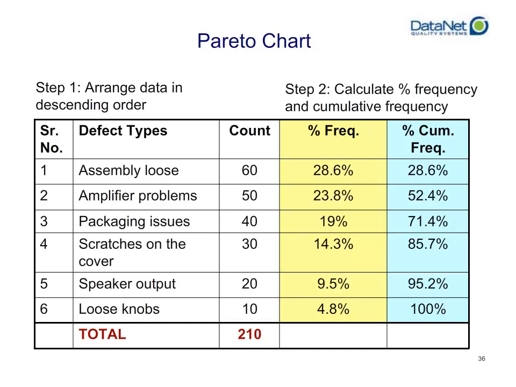In this case, the addition of 60 for assembly loose, 50 for amplifier problems, 40 for packaging issues, 30 for scratches on the cover, 20 for the speaker output, and 10 for the loose knobs. Add that together and you have a total of 210 defects. You then calculate your percentage frequency from your total for each one of the defect types. So in this case, it would be 60 out of 210 equals 28.6. 50 out of 210 equals 23.8. 40 out of 210 equals 19.